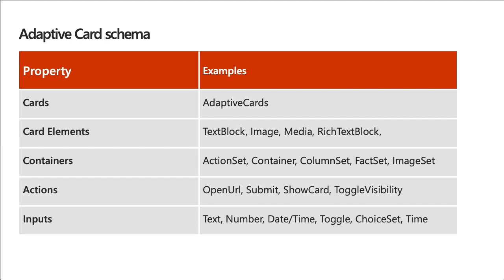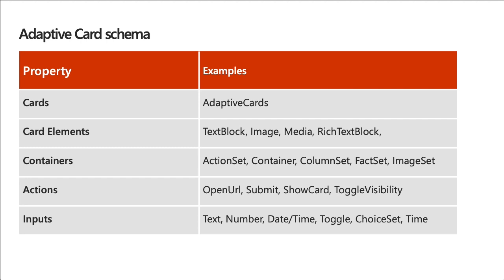The show card activity defines an adaptive card which is shown to the user when the button or a link is clicked. The toggle visibility action toggles the visibility of associated card elements, and the target element action represents an entry for the toggle visibility's target elements property.